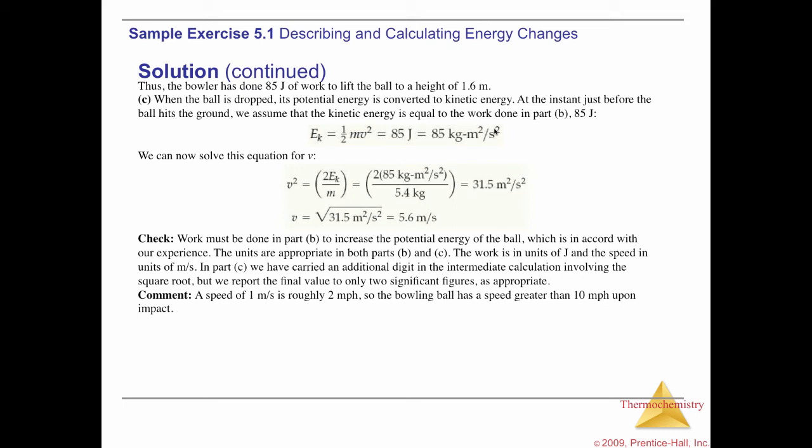When the ball is dropped, its potential energy is converted to kinetic energy. At the instant just before the ball hits the ground, we assume that the kinetic energy is equal to the work done in part B, 85 kilojoules.